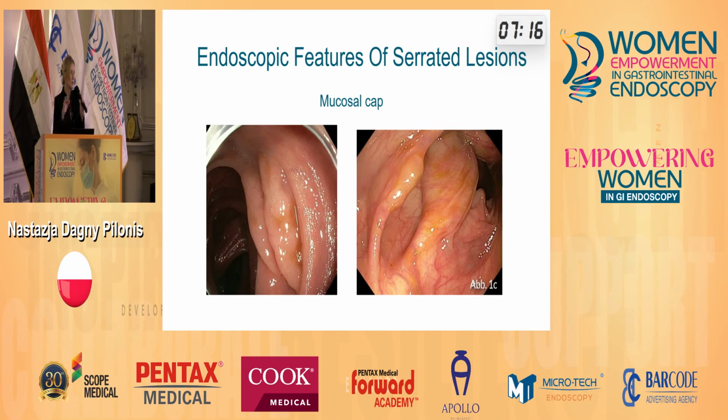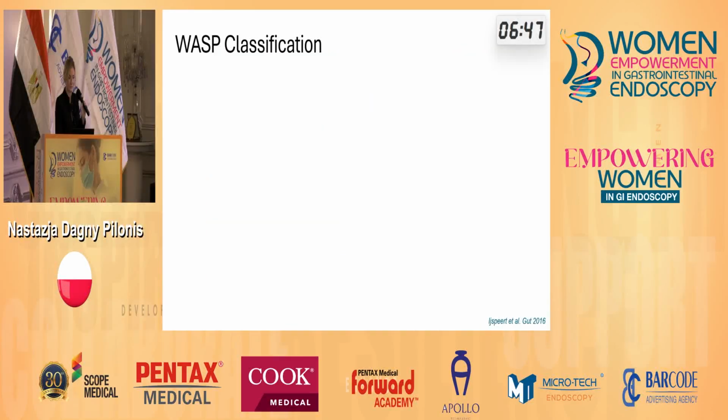Because of their irregular surface, they also tend to have a mucosal cap. This is just stool debris or mucus which stays on the surface. This is very helpful because when we are assessing the colon, we can spot a bit of mucus, that's the mucosal cap. So we should go there and examine this place better, because this might be a serrated lesion whose irregular surface is accumulating this mucus.